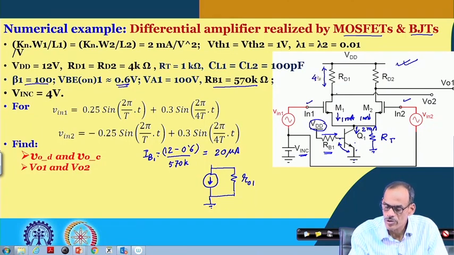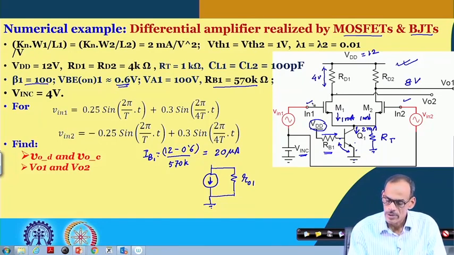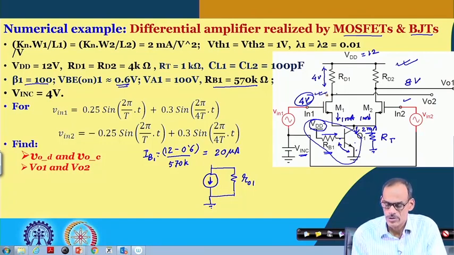So, we have a 4 volt drop across RD1 and RD2, and then we have a DC voltage of 8 volt. So, we have 4 volt here, and now this current is in fact more dependent on the lower transistor rather than this voltage.